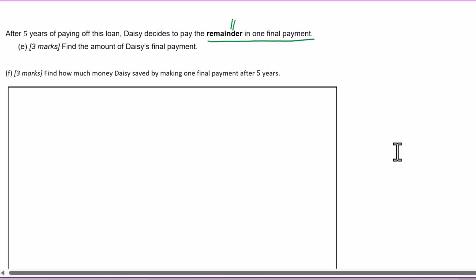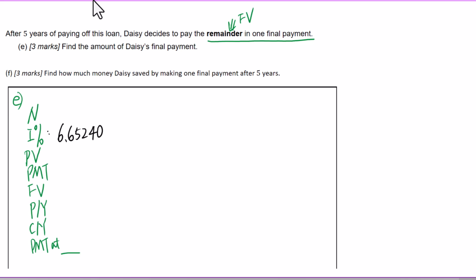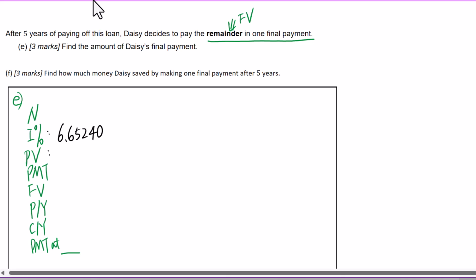After 5 years of paying off this loan, Daisy decides to pay the remainder in one final payment. When you see remainder, this is the future value we are looking for. Find the amount of Daisy's final payment. We have to use Finance Solver. Write down the variables first. For I%, I will use full answer. Present value, it's still $150,000. PMT is negative $1,700. Future value is something we are looking for.